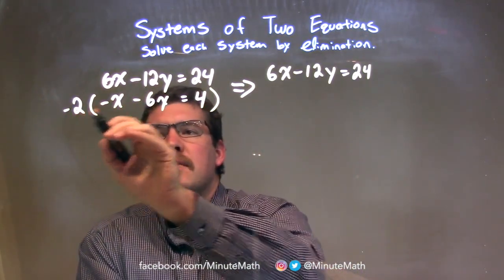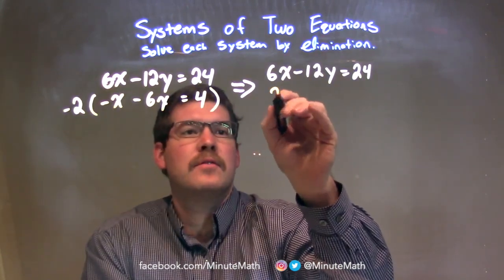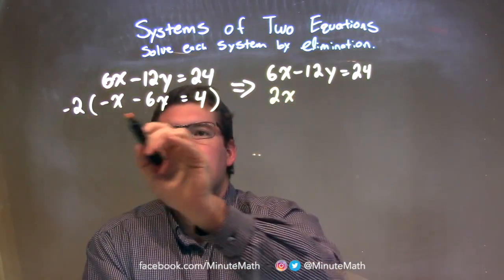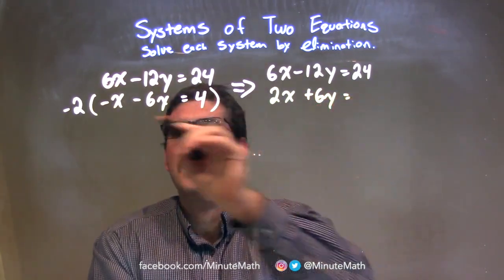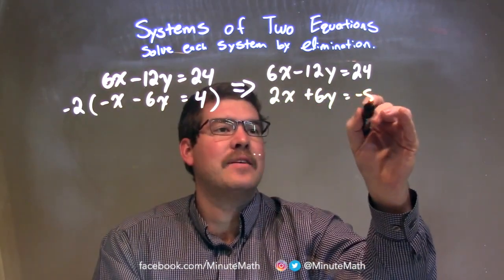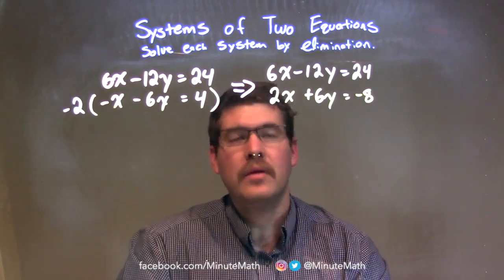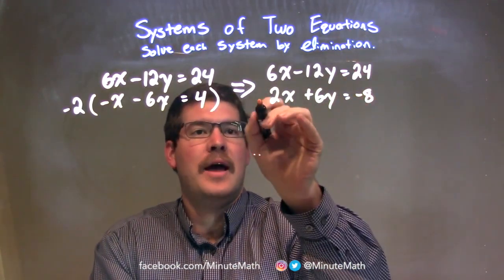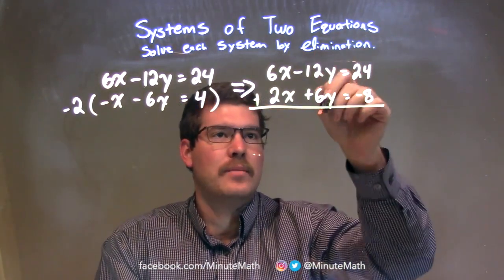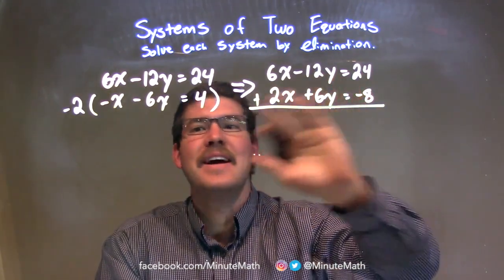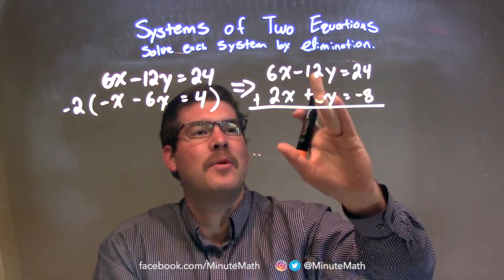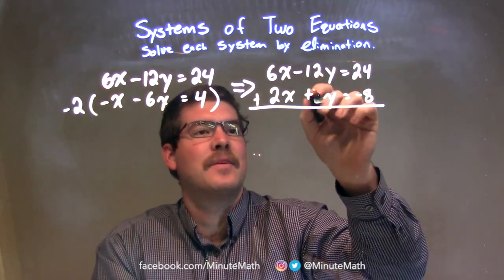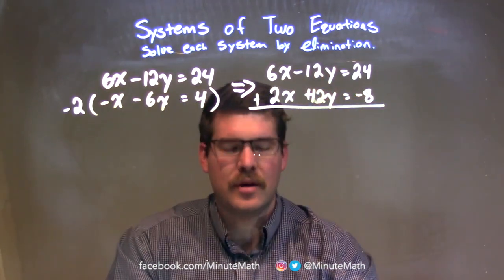So in doing so, negative 2 times negative x is a positive 2x. Negative 2 times a negative 6y is a positive 6y. And negative 2 times 4 is a negative 8. From there, I'm going to add these two equations. I'm going to add down. So let's bring them down here. Oh, negative 2 times negative 6y is a positive 12y. That was the whole point. Double check that. It should eliminate. Right? I did that on purpose to make it a learning opportunity.